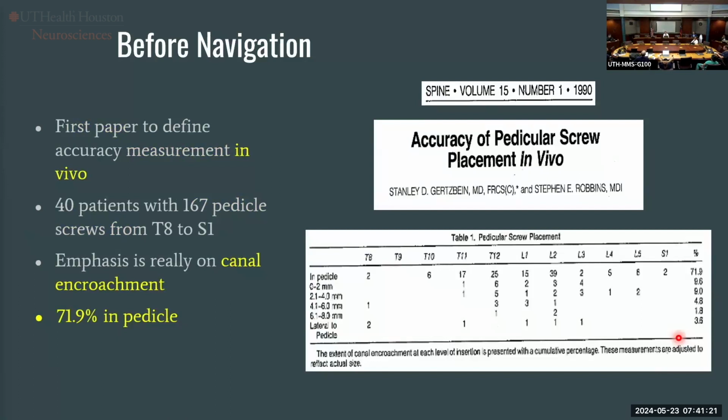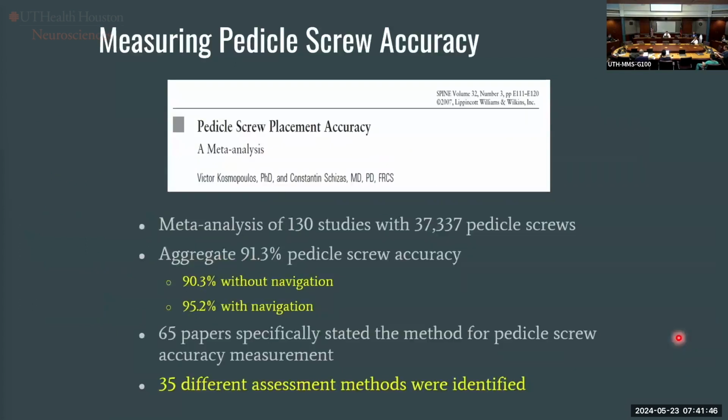Before navigation was widely accepted, Gertzbein and Robbins created an accuracy system that is still used today, and they evaluated 167 pedicle screws from T8 to S1 in vivo, so post-op CTs in 40 patients. Basically, the number of screws that were truly in the pedicle without breach was less than 72% at that time. Navigation became more widely used, and a meta-analysis in 2007 showed some improvement.